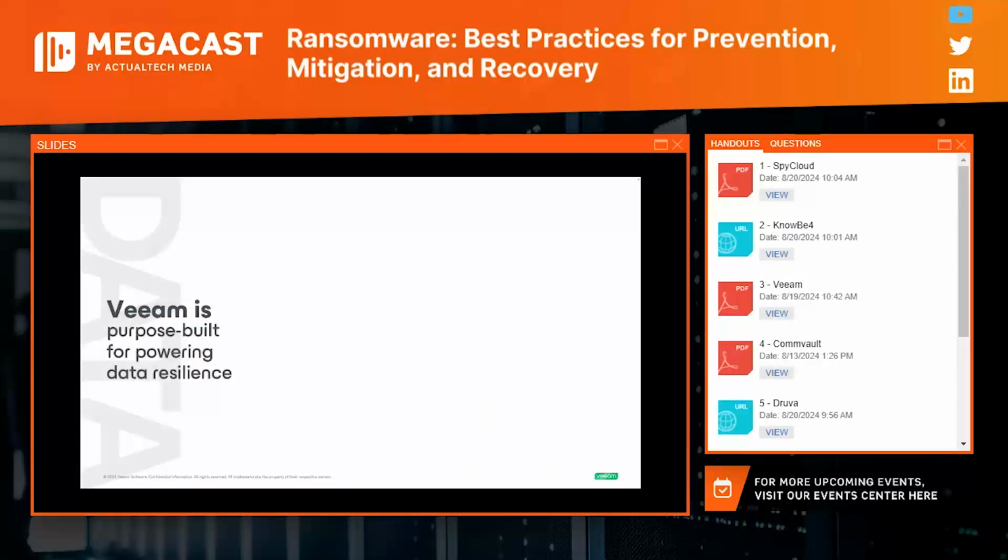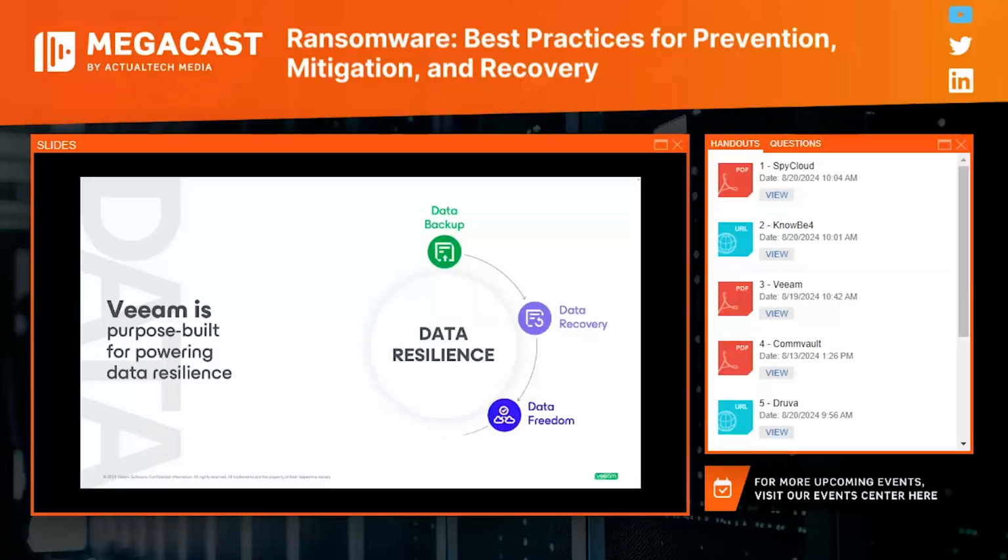Now, resilience is about having all these things in place, right? And we've broken them for us into kind of 5 key areas. And I'll talk just to the things that are relevant to the ransomware prevention, mitigation, and recovery. But data backup, we'll dive into that. Recovery, freedom, security, and intelligence.